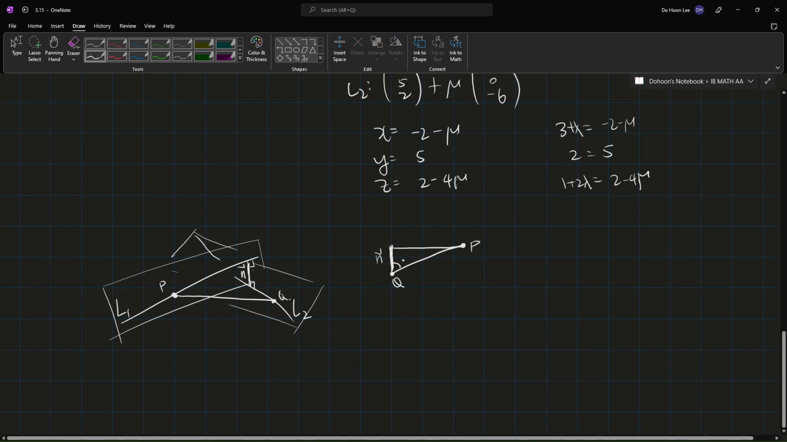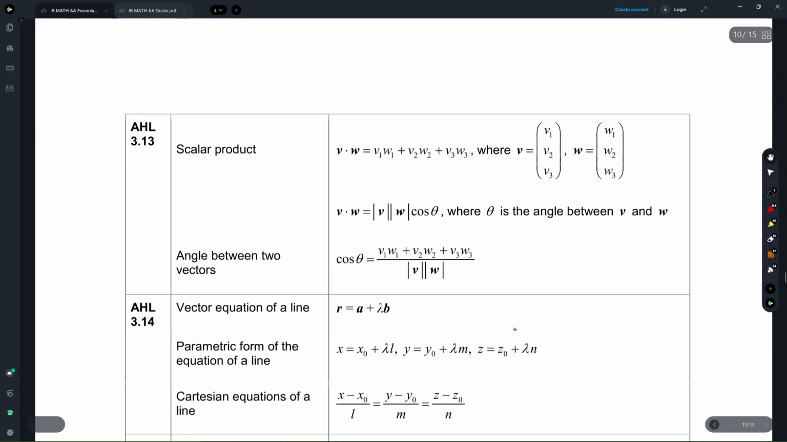Okay, so if this angle is theta, then we can say the length of n is the same as the length of PQ cos theta. And how do you find the cos theta? Well, we know from the formula booklet the angle between two vectors. So we can find the scalar product of PQ and the normal vector, and then divide it by the magnitude of PQ and the magnitude of the normal vector.